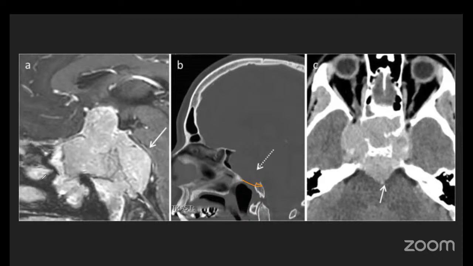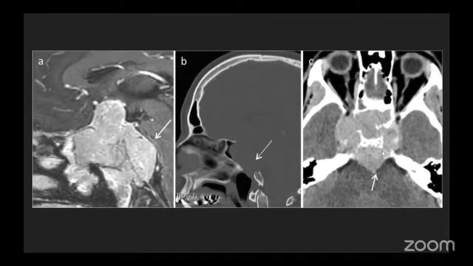Let's move on to the next image. What was the approach being done for this patient? Oh, this is not my case, sorry. It looks like some nasopharyngeal something. No, it's not a nasopharyngeal lesion. This is a pituitary aggressive adenoma, which was reported.